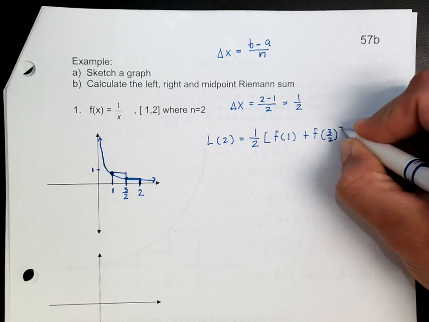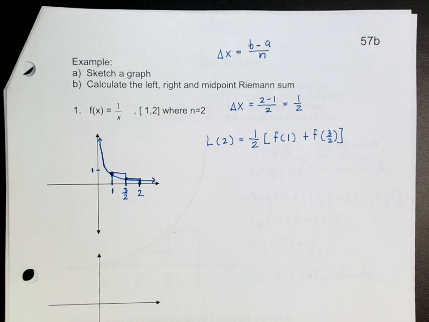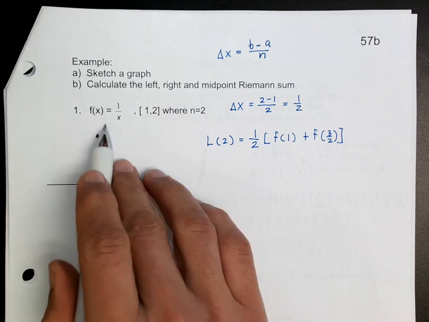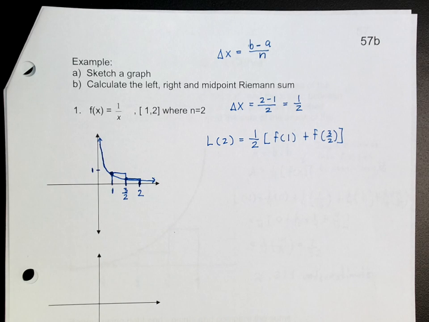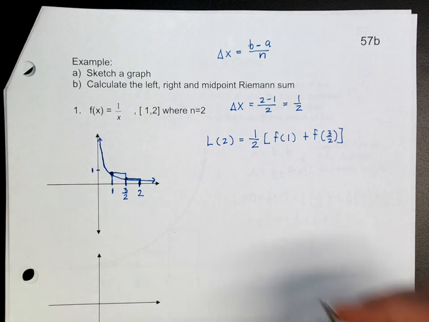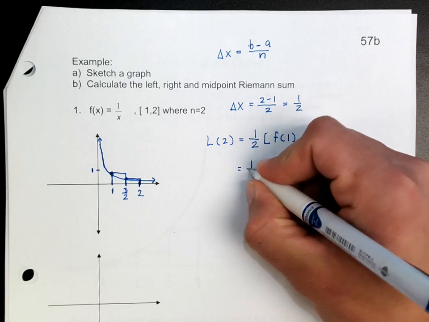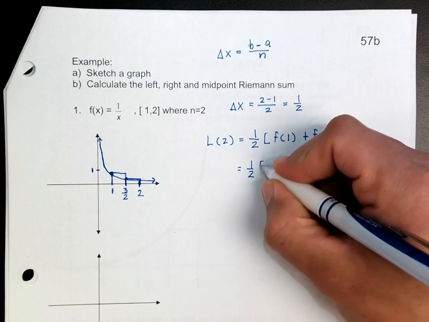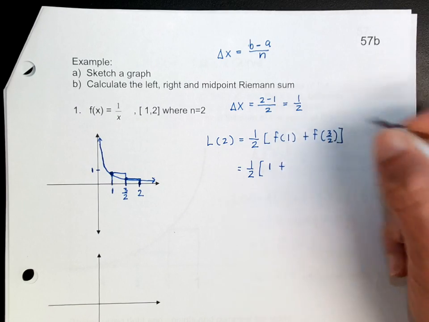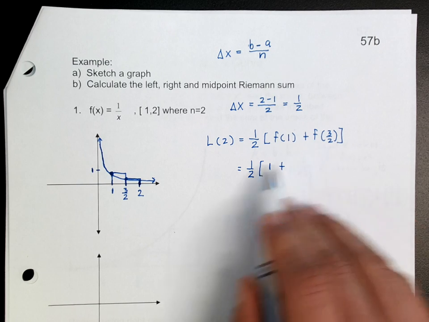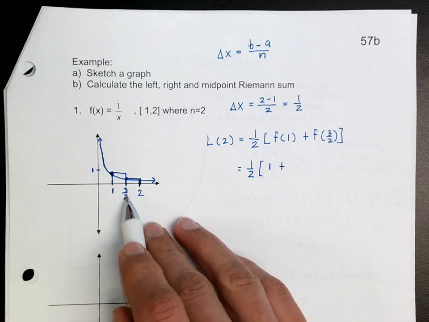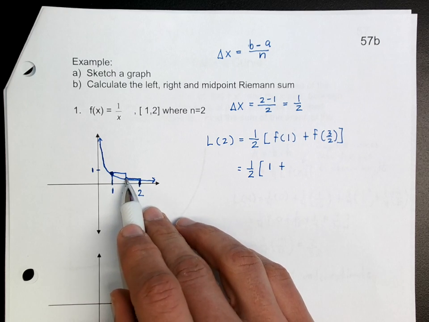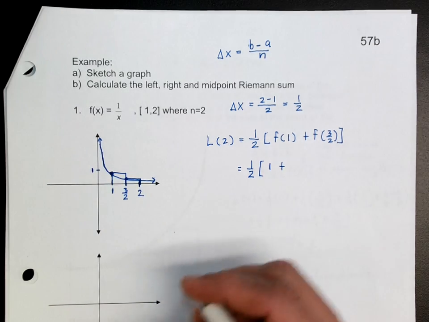So just like we did on that very first example, except now the height of the rectangles is going to be decided by this function, y equals 1 over x. Delta x is going to be 1/2. If I plug in a 1, I get 1 over 1, so the height of this one is 1. The height of this one, which is 3/2, I plug in 1 over 3/2, which gives me 2/3.